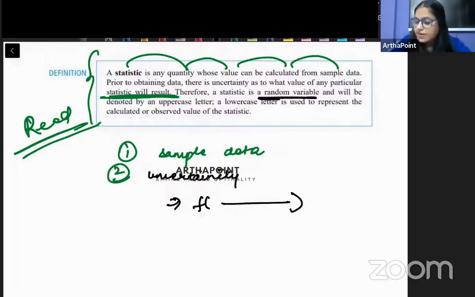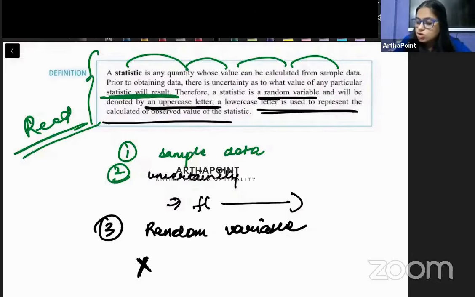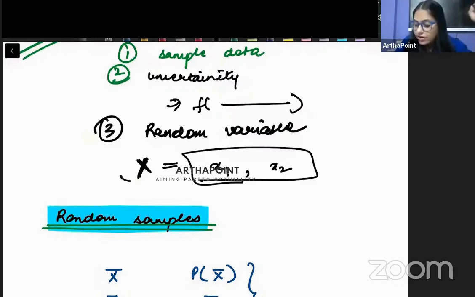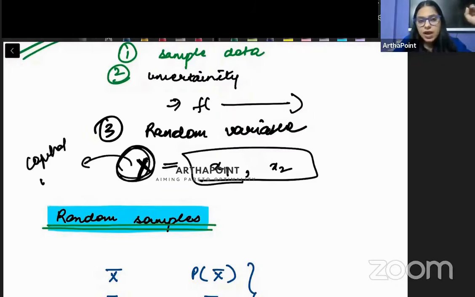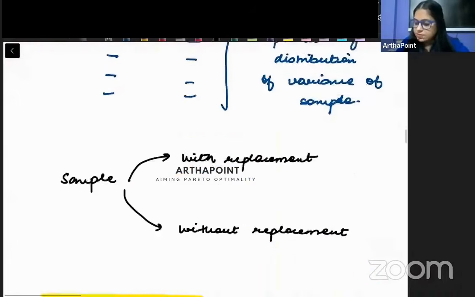Therefore, a statistic is a random variable. तो book clearly specifies that a statistic will be a random variable and will be denoted by an uppercase letter. तो हम random variable को हमेशा capital letter से represent करते हैं. A lowercase letter is used to represent the calculated value. तो इसकी जो observation की values आती हैं, they are represented by lowercase, और random variable itself is represented by a capital uppercase. Right? I hope this is clear to everyone. ठीक है बेटा. This I have explained.